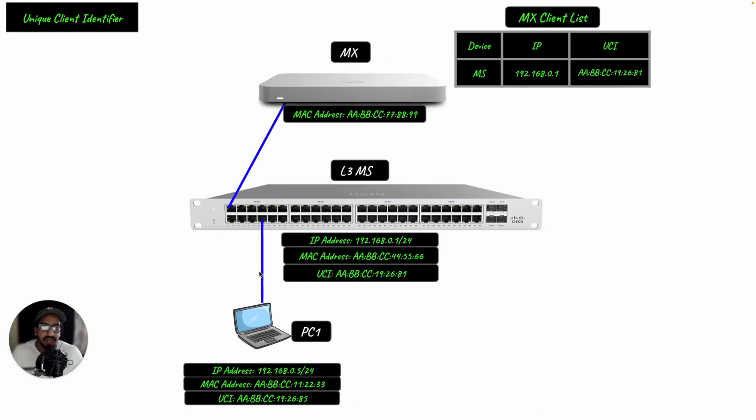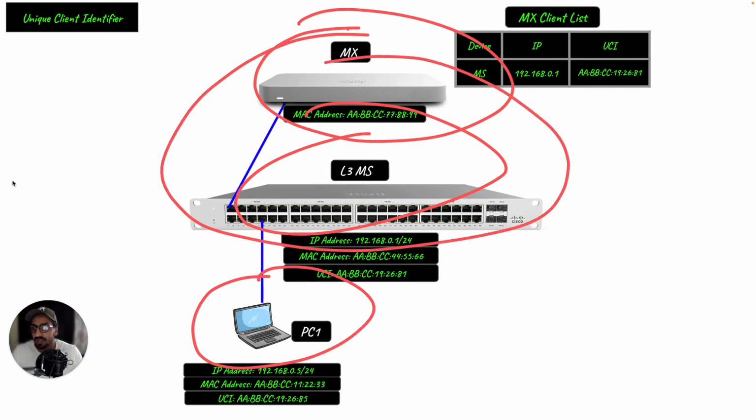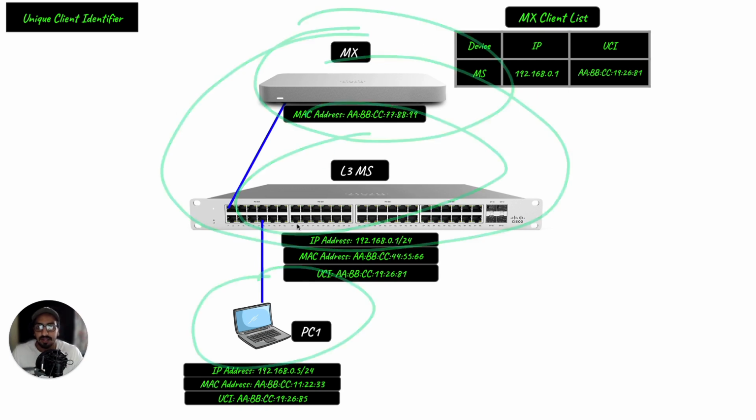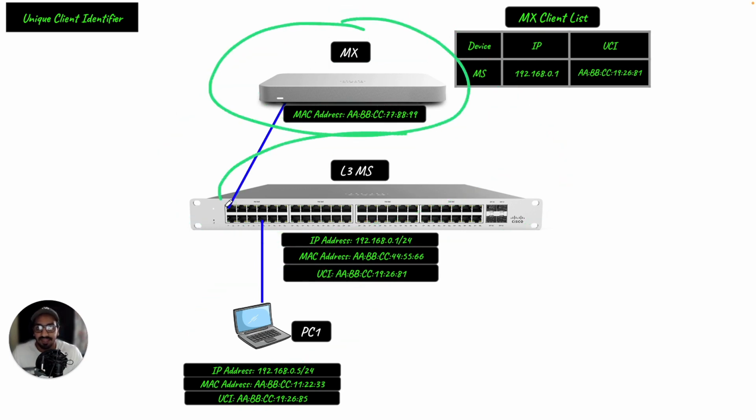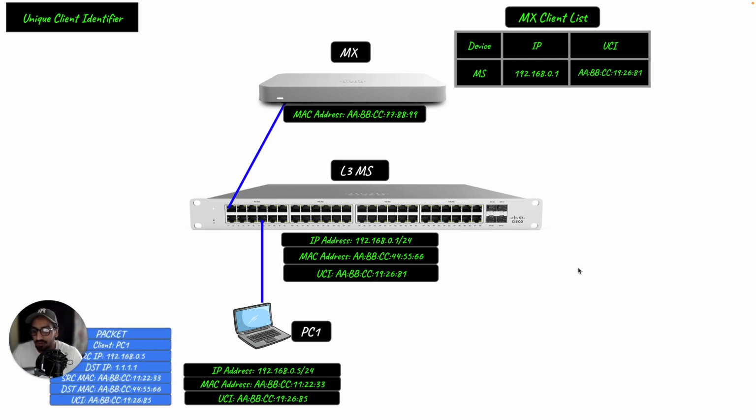So let's go ahead and try to understand how unique client identifier works. Here I have a basic topology: you have your MX, you have your layer 3 MS, and you have PC1. The layer 3 Meraki switch and the MX are going to be in the same dashboard network. What we're going to do is send a packet from PC1 over to the MX and see how it travels.